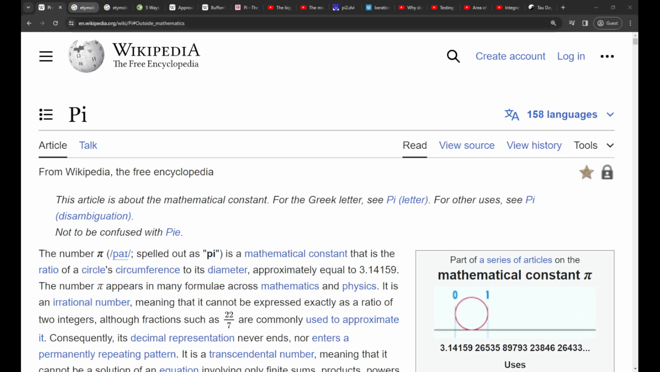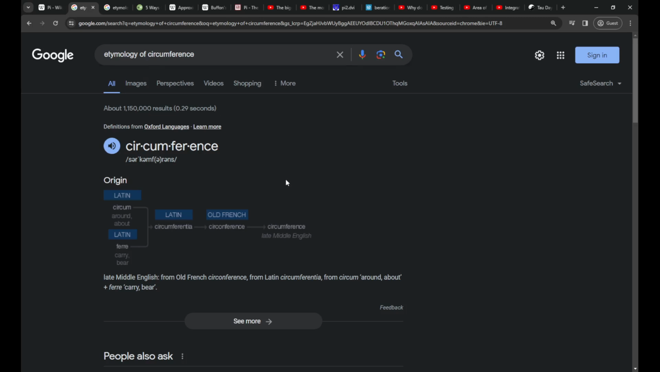So first of all, let's do some etymology. Circumference. Let's define some terms. Well, obviously we know that the circumference of a circle is the perimeter of it. But this one actually comes from Latin, and if you know some Latin roots of English words, maybe you saw this one coming. It comes from late Middle English, from Old French, which comes from Latin, so from the Latin word circum, meaning around or about, and facere, which means carry or bear, so to carry around.